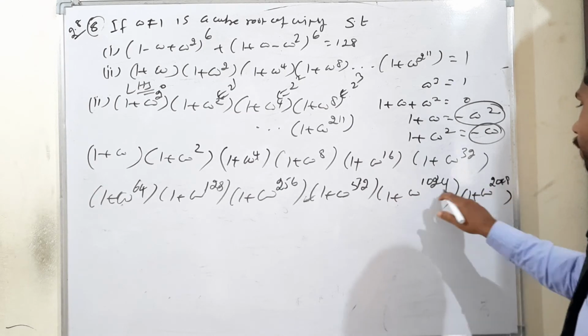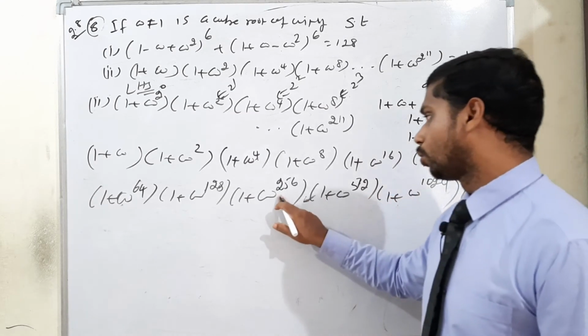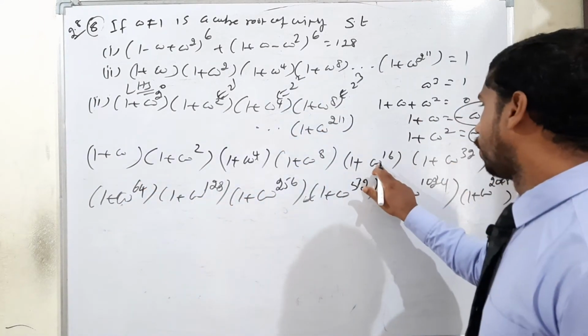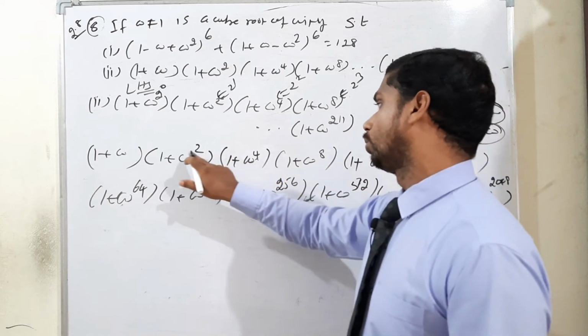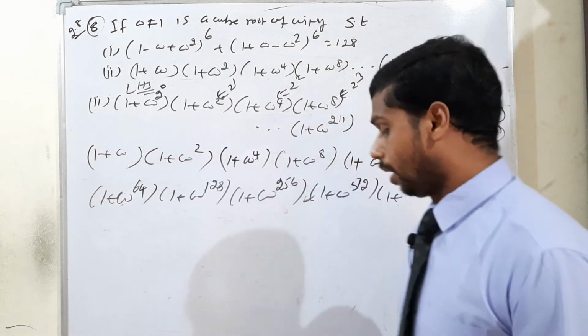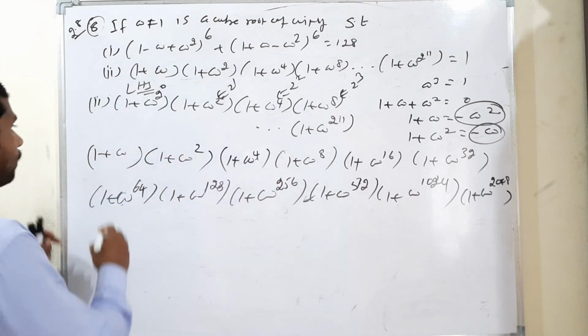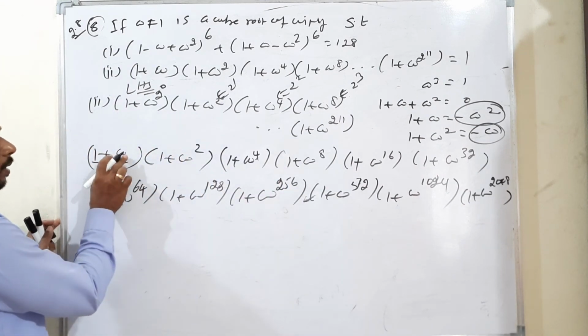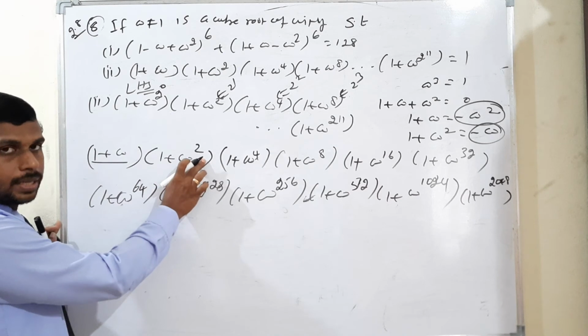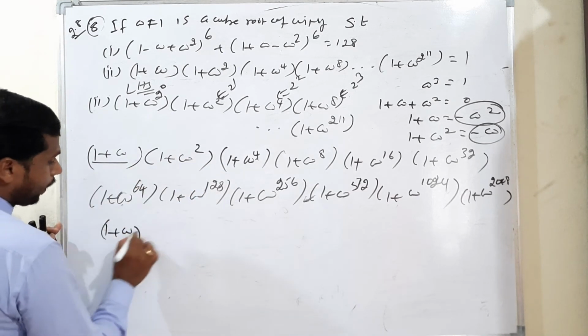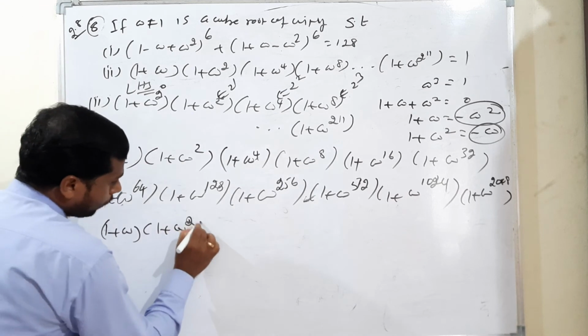This is 2 power 11, 2 power 10, 2 power 9, 2 power 8, 2 power 7, 2 power 6, 2 power 5, 2 power 4, 2 power 3, 2 power 2, 2 power 1, 2 power 0. Now after writing up to 2 power 11, each and every time, this is less than cube root of unity. This is also less than cube root of unity. The first two pair as it is, I will write it 1 plus omega into 1 plus omega square.